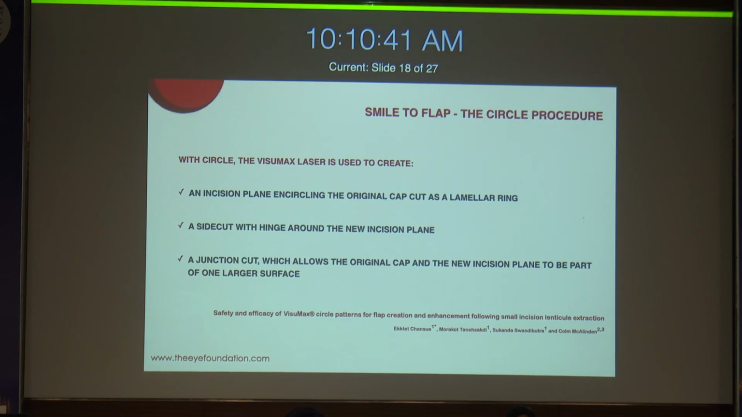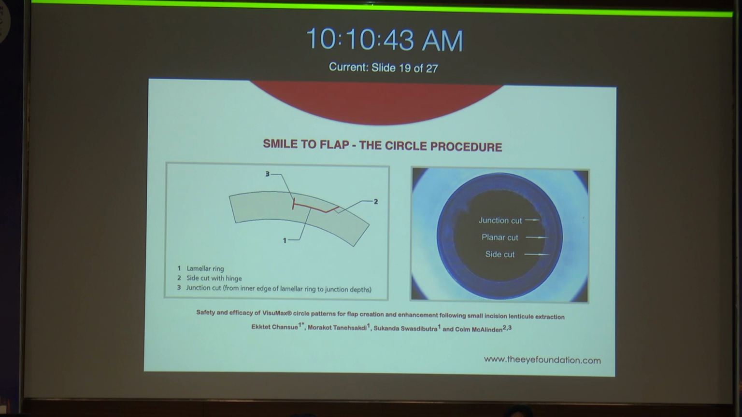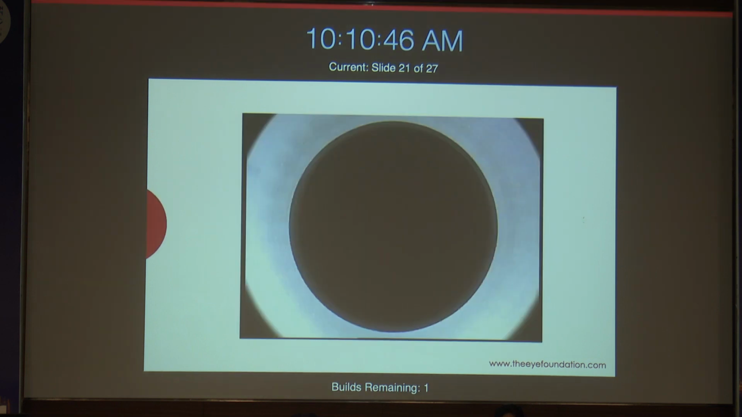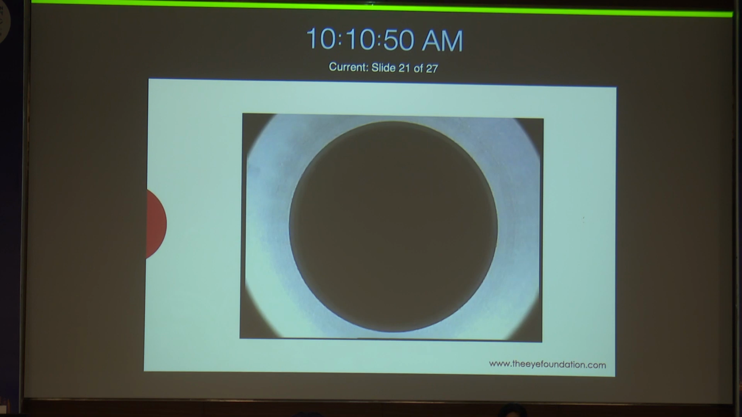I already told you, a SMILE can be converted to LASIK, and this can be done if you use CIRCLE software. There are different approaches. I'm not going to go into A, B, C, D, but the most sensible approach is to do a D approach, where you create a lamellar hinge and then the junction cut and the side cut, and you lift the flap. As you can see, you have created a ring around it, and you have converted the SMILE cap into the flap, and you go ahead and lift the flap as it is being lifted here, and then you go ahead and do the excimer laser.